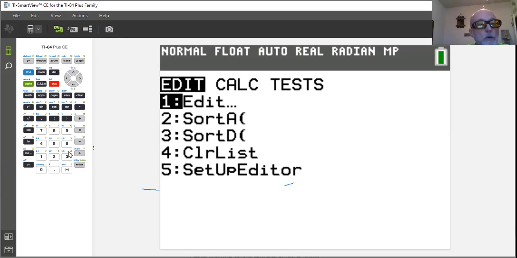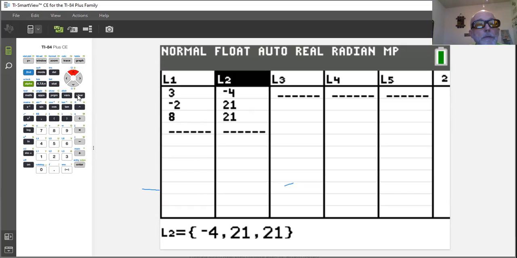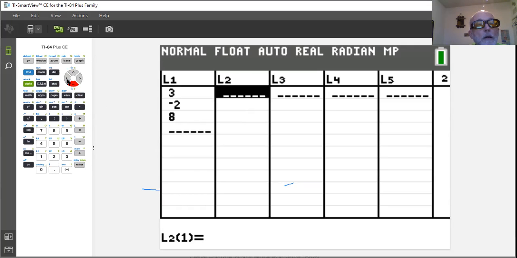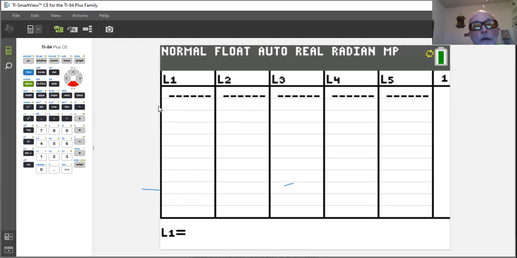So we're going to go and clean out the list. We don't need anything in there. So remember, you hit the stat button and then you hit enter. And then if there's something in there, we want to clean it out. So all you have to do is go up one, hit clear, go down one. And then go over and do the same thing. Up one, hit clear, go down one. Now it's clean. Now it's ready to go.